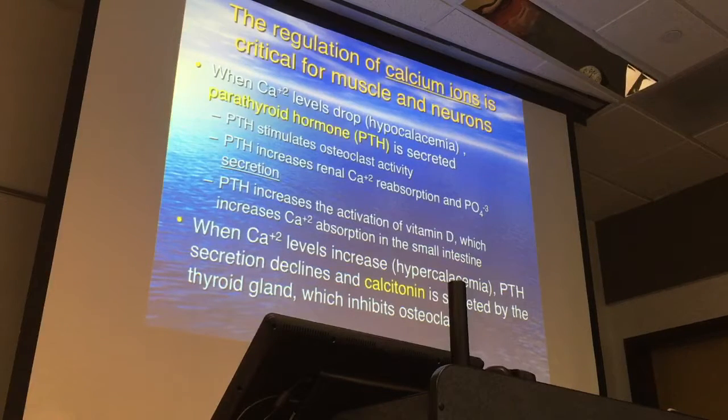If a female becomes postmenopausal, she does not have adequate levels.